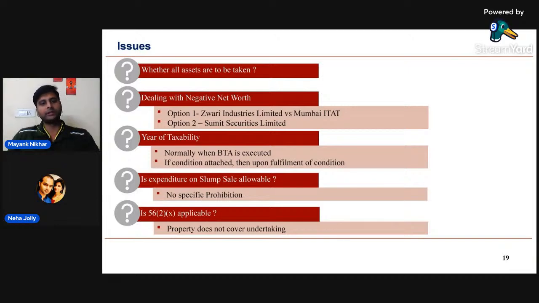What will be the year of taxability? It is normally when the BTA, business transfer agreement, is executed, or if there is a condition attached to the BTA, only when the condition is fulfilled does this taxability arise.